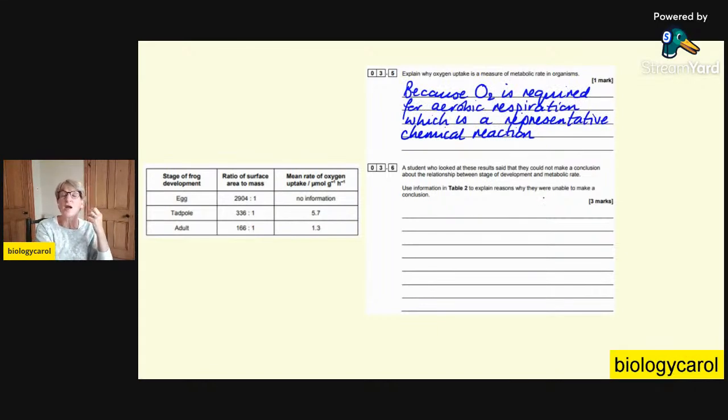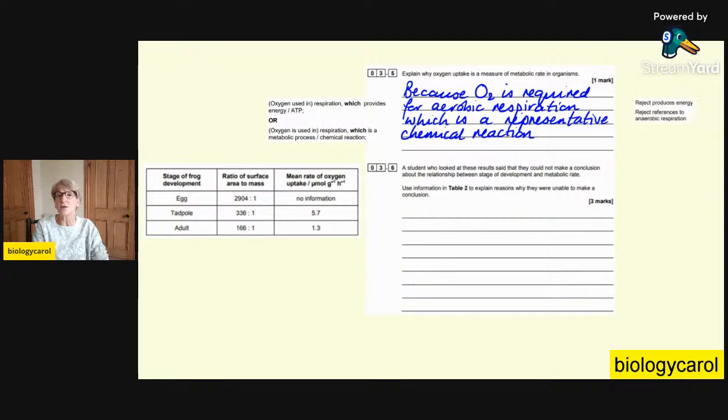Because oxygen is required for aerobic respiration, which is a representative chemical reaction. So here is what the mark scheme says. Okay, the examiners gave a little bit of guidance here.